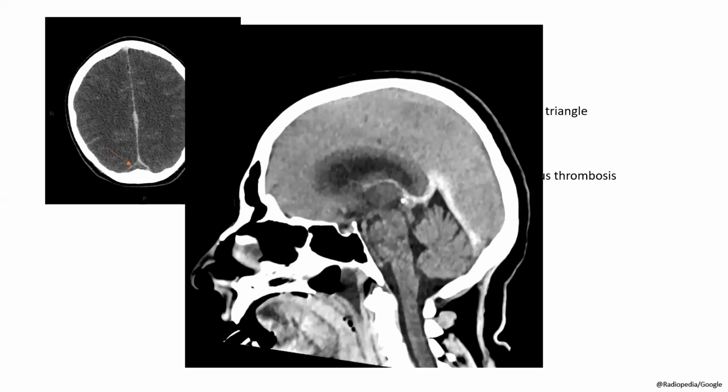There is one more sign that is described in venous sinus thrombosis, and that is dense vein sign or cord sign. So as you can see here, this is dense vein sign or cord sign, which is showing central venous sinus thrombosis.